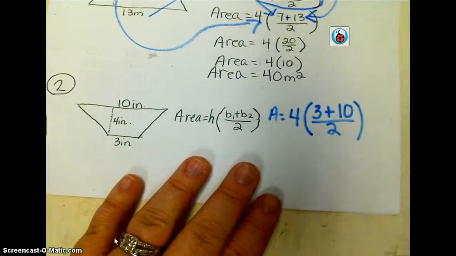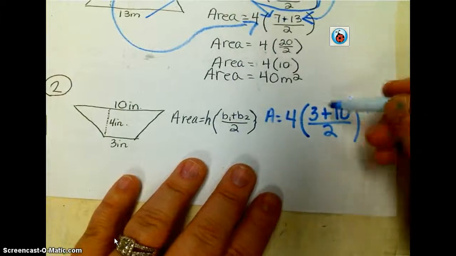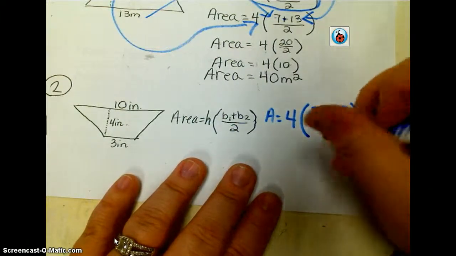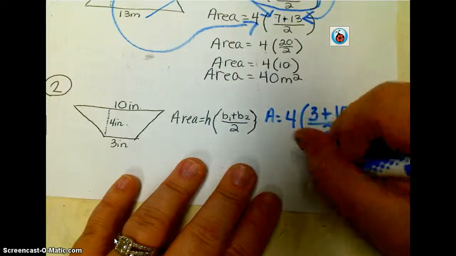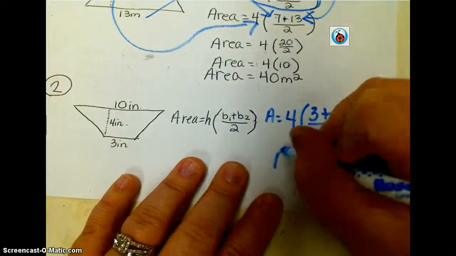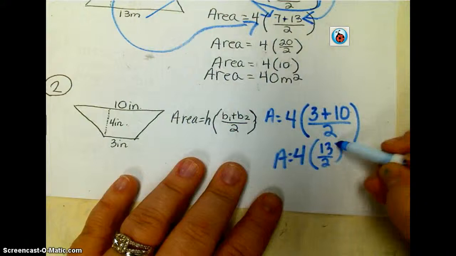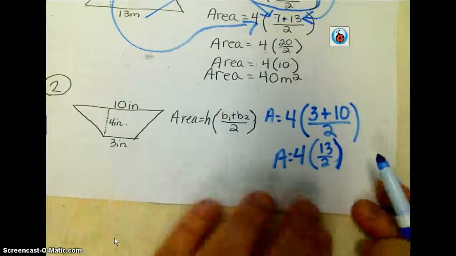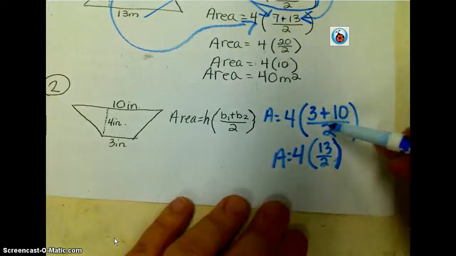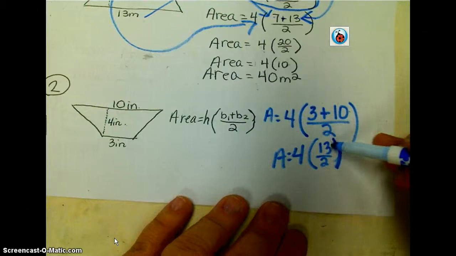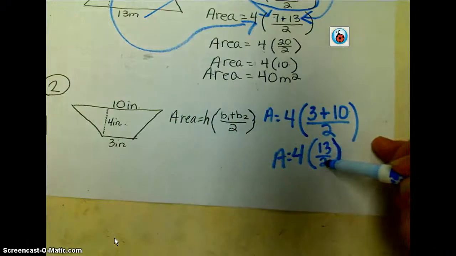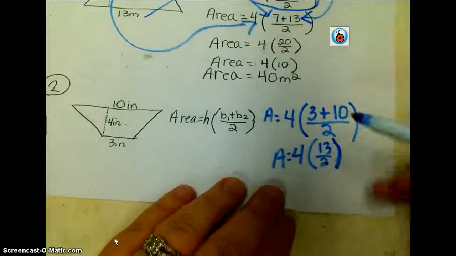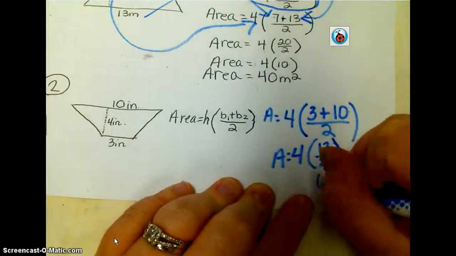Okay, now I'm going to simplify my parentheses. 3 plus 10 is 13 divided by 2. I still have to multiply it times my height. All I did is write 3 plus 10 as 13. I kept everything else the same. Then I would have to take 13 divided by 2, and some of you know that that's going to give me 6.5.